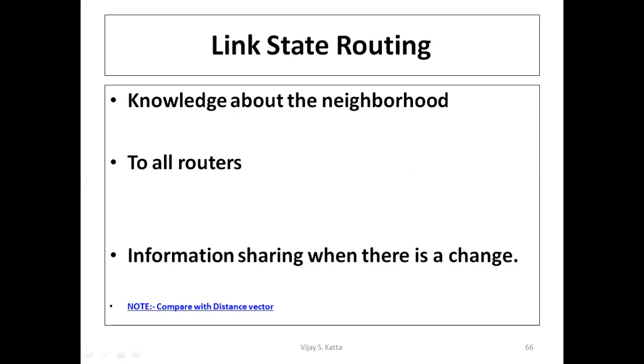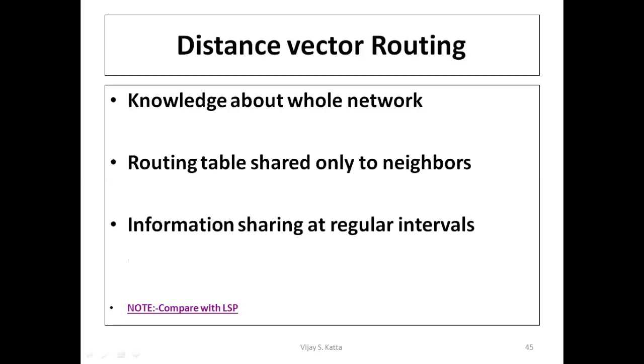Second, the routing table is flooded to all routers. And third, information is shared when there is a change, so there is no need to perform it on a periodic basis. So this is a major difference between the link state routing algorithm and the distance vector routing algorithm. So again, my today's topic is the distance vector routing algorithm.